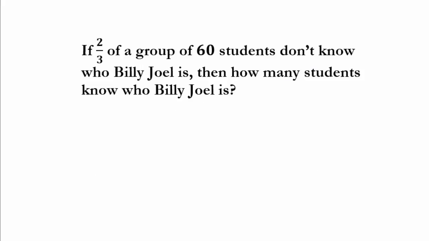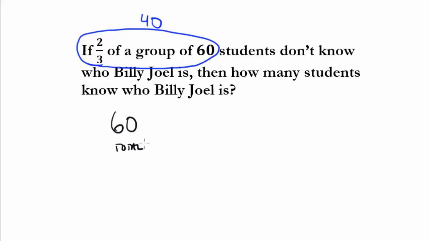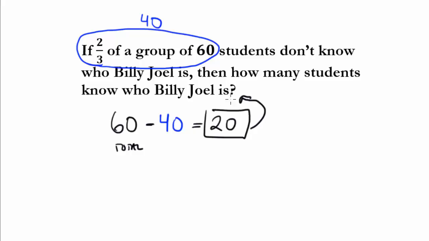So for example, if 2/3 of a group of 60 students don't know who Billy Joel is, then how many students know who Billy Joel is? Well, we already know from our last question that 2/3 of a group of 60 students means that 40 students don't know who Billy Joel is. If there are 60 total students, then 60 is the total, minus the 40 who don't know, will leave us with the 20 who do know who Billy Joel is. So that's one way of getting to this answer.